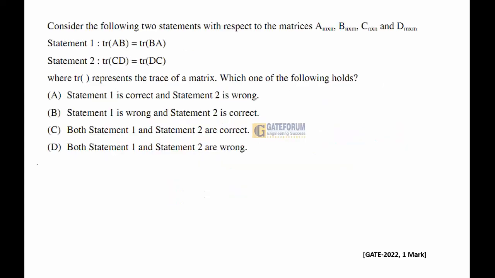The question is, consider the following two statements with respect to the matrices A, m cross n, B, n cross m, C, n cross n, D, n cross n. Statement 1: trace AB is equal to trace BA. Statement 2: trace CD is equal to trace DC, where TR represents the trace of a matrix. Which one of the following holds? This question is from engineering mathematics, from the topic linear algebra basics. Solution.